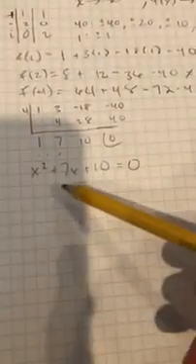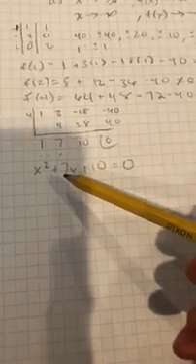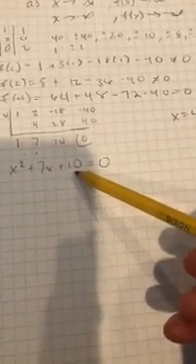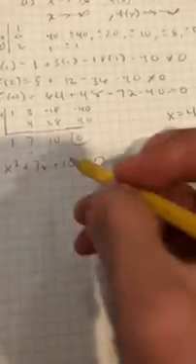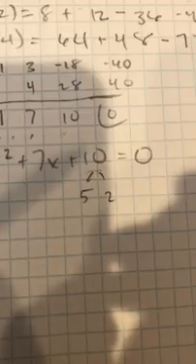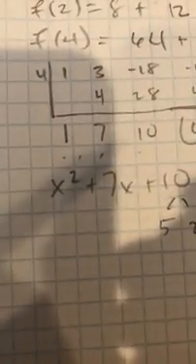I cannot use inverse operations because b is 7. To use inverse operations, b needs to be 0. So I'm looking at this, I see 10 and 7. In my head, I'm thinking, 5 times 2 multiplies to positive 10 and adds up to positive 7. So I'm going to use my trick and just do (x plus 5)(x plus 2).